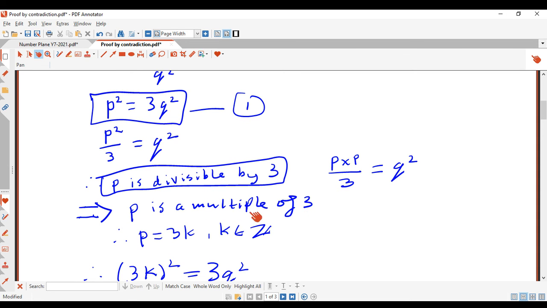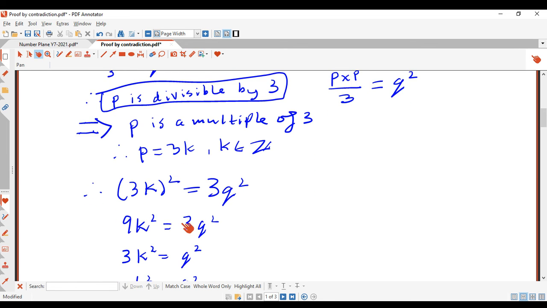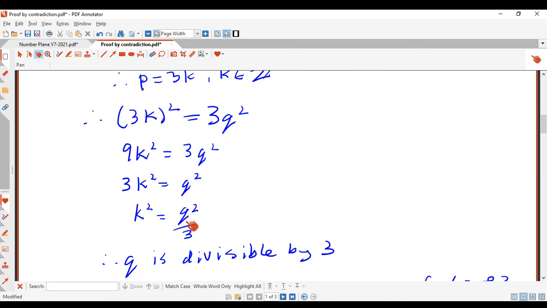That means P is a multiple of 3, so then we said P equals 3K, where K is some integer. And we sub that back into the original equation, and then we end up with something similar for Q. We end up here with Q squared being divisible by 3, which means Q is divisible by 3. Okay, because if you think back to the original statement, what does this mean? If Q times Q divided by 3 is some integer, that means 3 must go into Q. So if Q squared is divisible by 3, that means Q is divisible by 3.